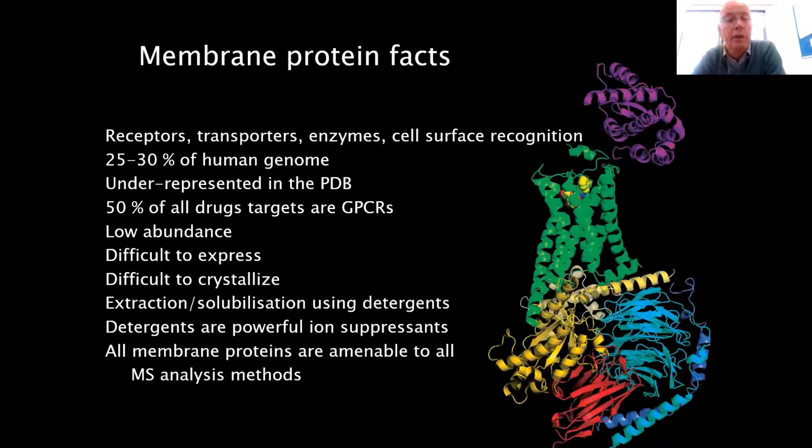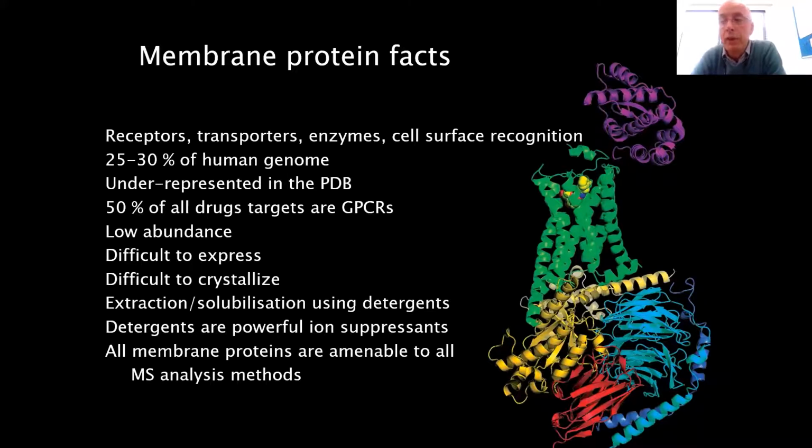They are also extremely important drug targets. About half of all drug targets are G protein coupled receptors. They're very difficult to work on, as you probably know. They are generally low abundance. You need your protein to be highly expressed in order to do crystallography on your protein. That's quite difficult. They're difficult to express in high abundance, difficult to crystallize.